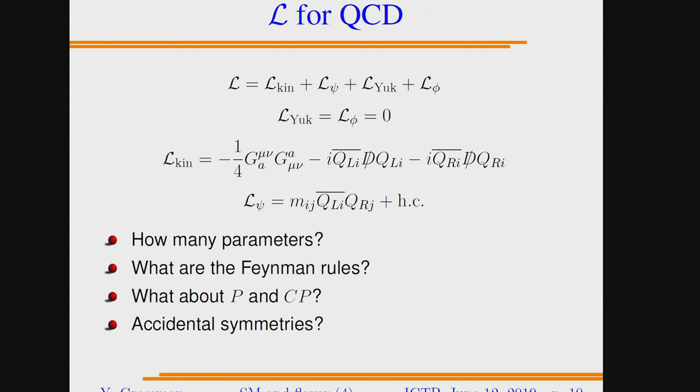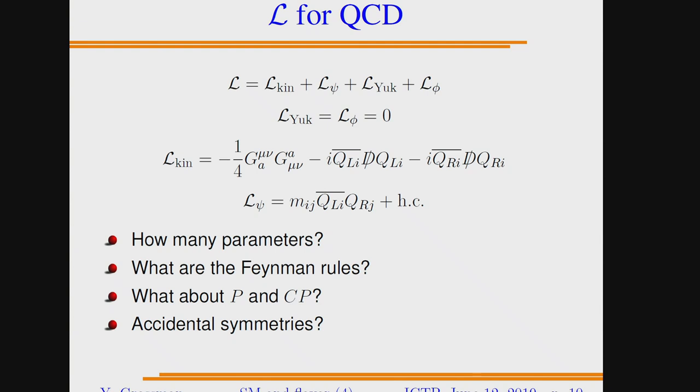Let me write the Lagrangian. I have the 4 terms in my Lagrangian. And obviously, the Yukawa and the scalar potential is 0 because there's no scalars. And the kinetic term is the same as we did with QED. The only difference is that instead of calling it A, we call it G for gluon. And there's another index because it's a non-abelian symmetry. And basically, it's the same. What you see is the Lagrangian looks almost the same as the Lagrangian of QED, okay?